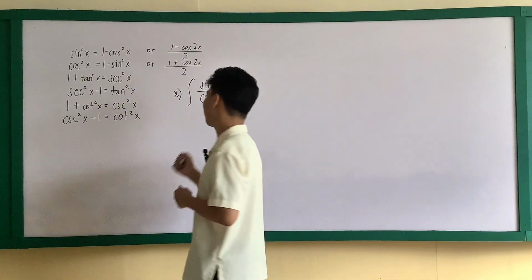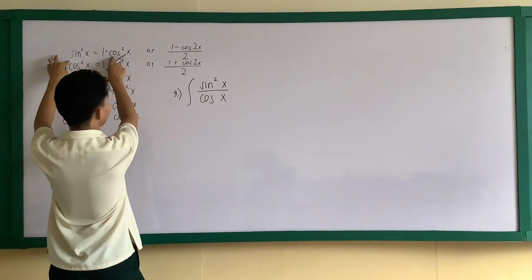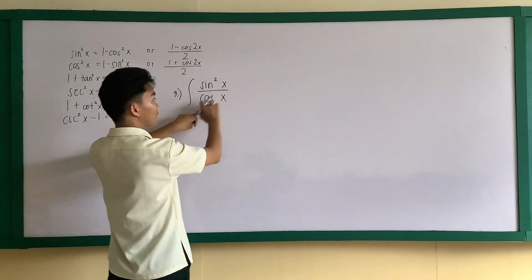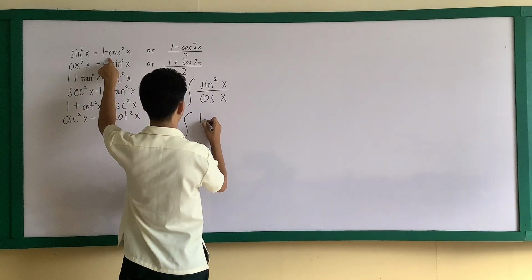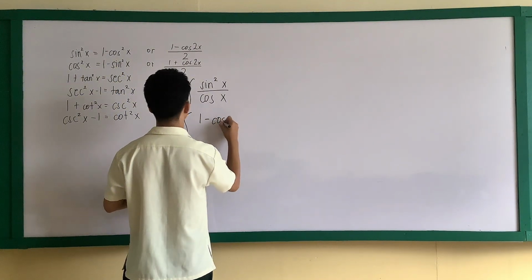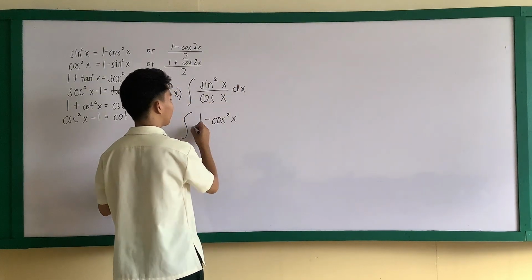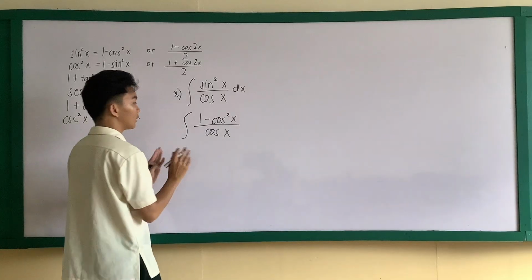So now let's proceed to our problem number 3. So tan squared x, pwede natin siya substitute dito. So magiging super makancel ito mamaya. So magiging 1 minus cosine squared x over cosine x. So i-split natin siya ngayon.